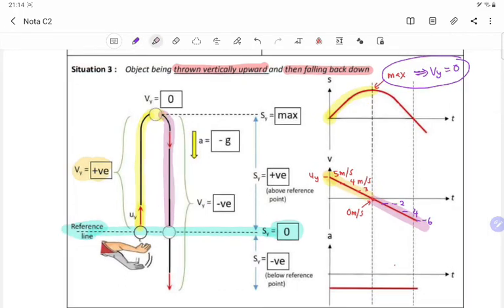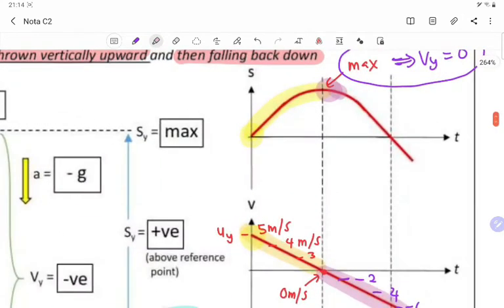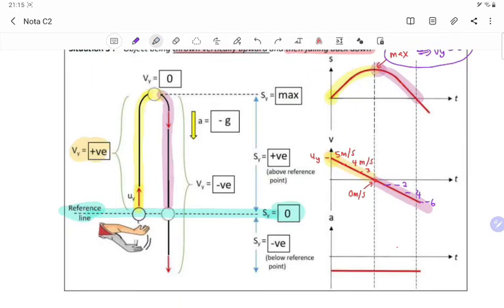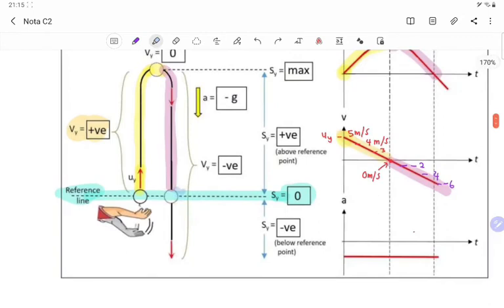Okay, how about displacement? Displacement, tadi dia berada pada kedudukan maksimum. Sekarang ni dia akan turun kembali ke reference line. Bila dia kembali ke reference line, S dia adalah equals to 0. Okay, sebab displacement sesaran melibatkan initial point dan final point. So, initial point dia tadi dekat sini. Final point dia tempat yang sama. Jadi, equals to 0.